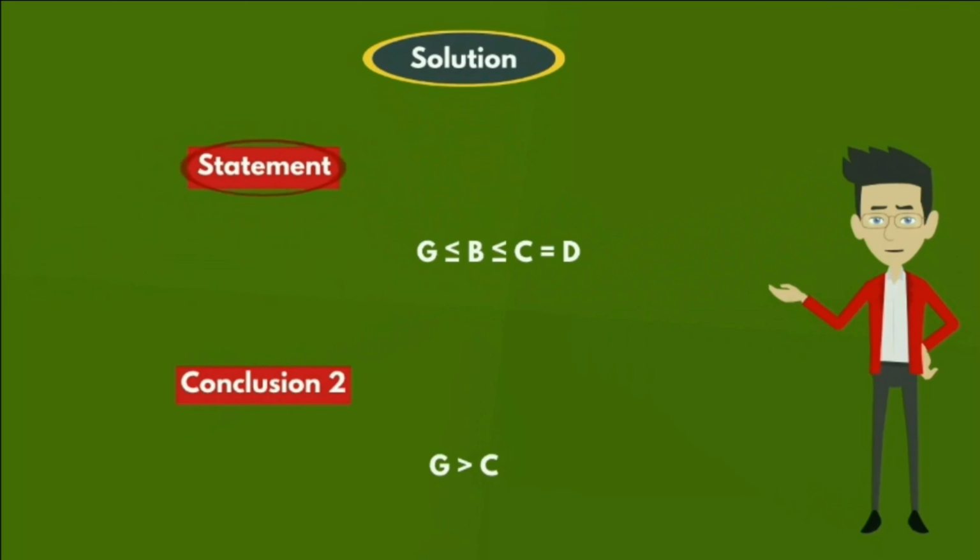So here G less than or equal to B less than or equal to C equal to D. But in the conclusion, they are asking the relation of G to C. So we can write this as D is equal to C greater than or equal to B greater than G. Here we can observe that from G to C, we have these equal to, greater than or equal to combinations.